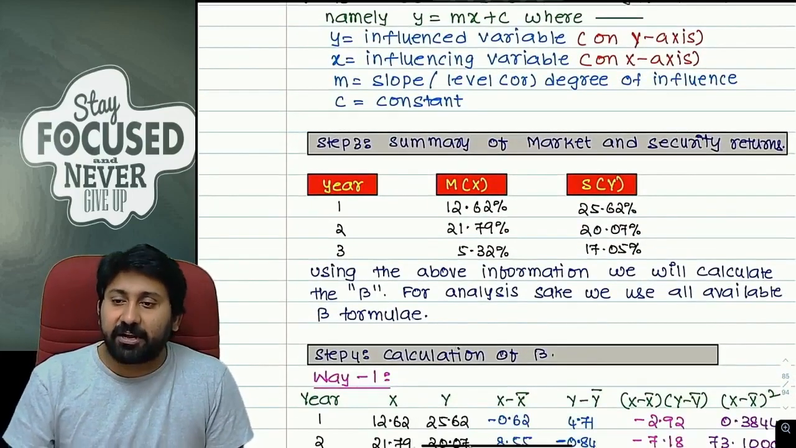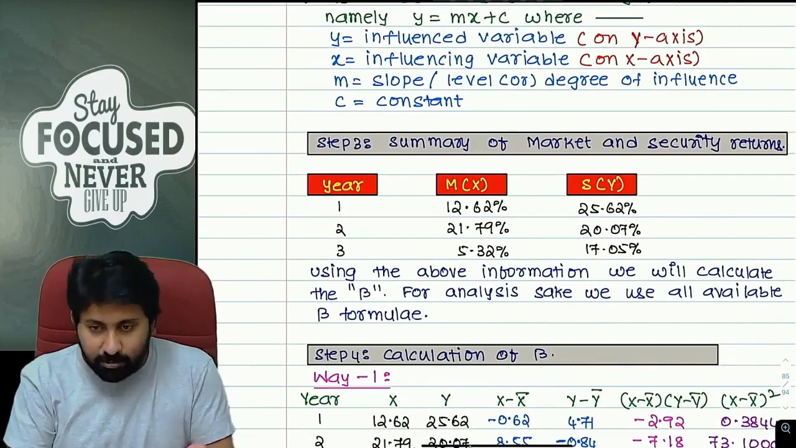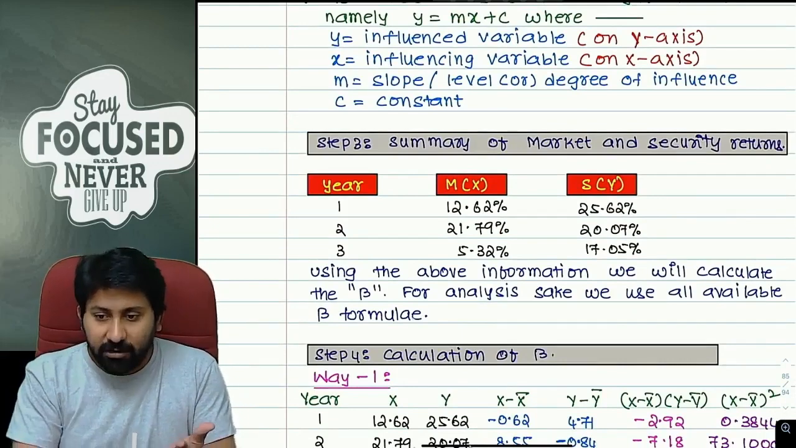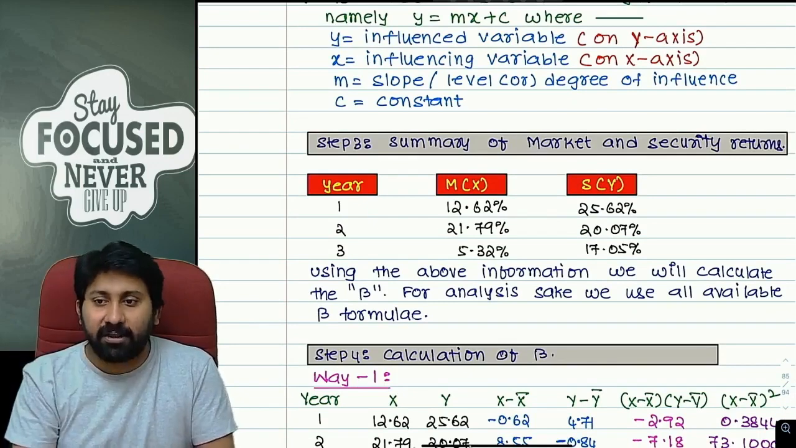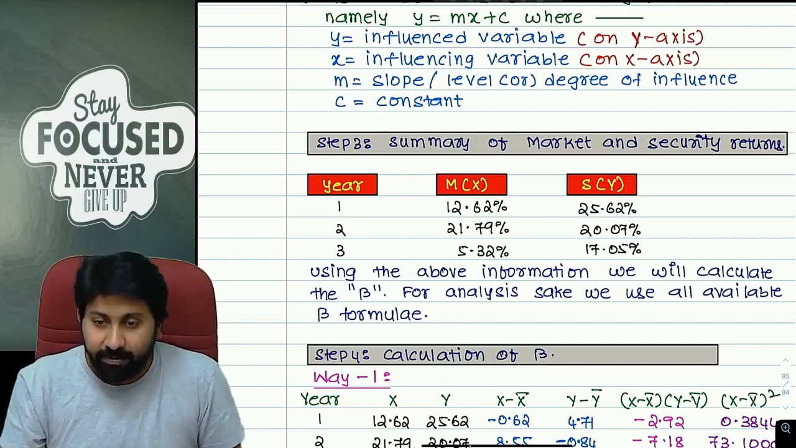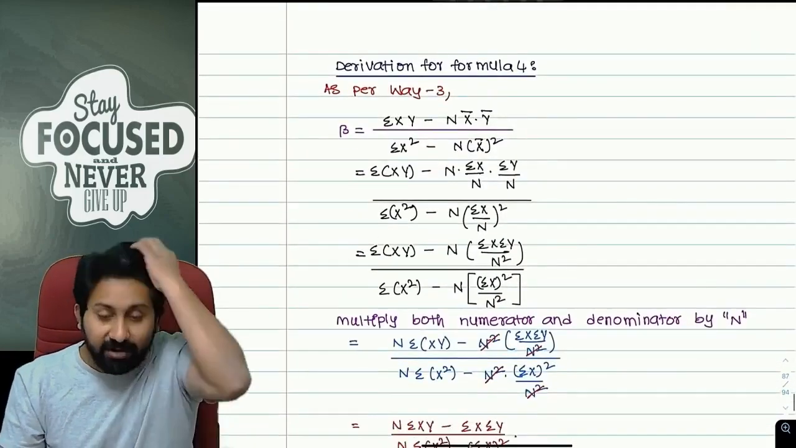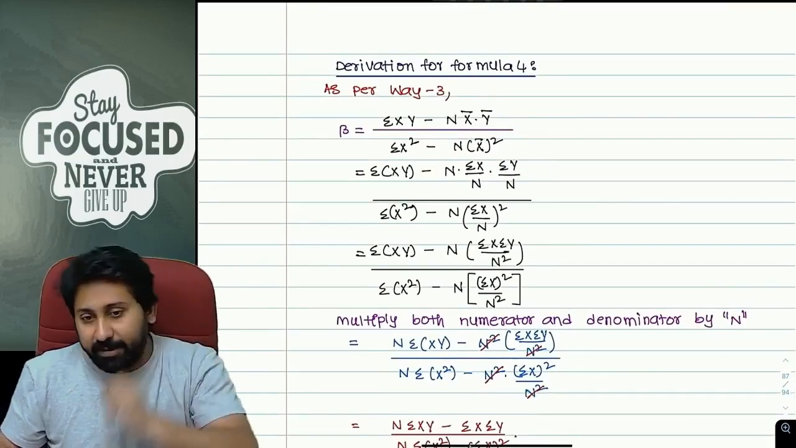After that, we calculated beta using all the models available with us. We used the covariance model, the correlation model, way number 3 regression model 1, and way number 4 regression model 2. In 4 models we have done the beta, and the beta answer is the same. Why have I done beta in all the ways? Everyone may get a question.